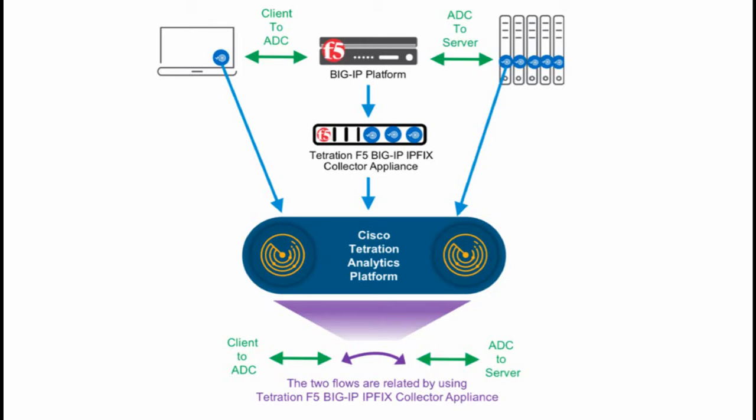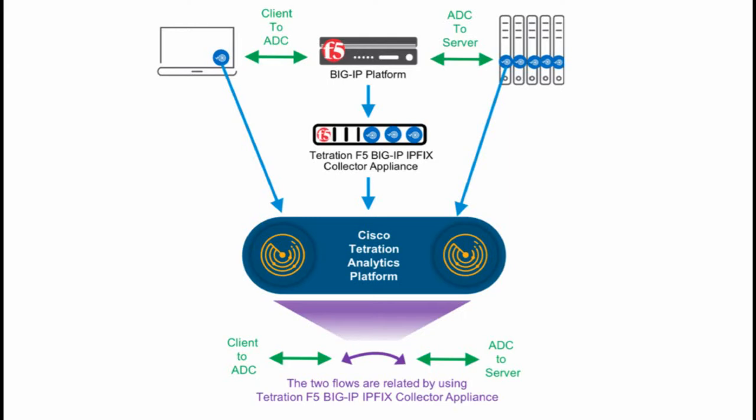When we use proxies, the network flow is split into multiple flows and the context information is lost. So this is why we need to reassemble the flows and understand all the context. Integration between BIG-IP and Tetration is done using the IPFIX protocol, which is supported by BIG-IP since several versions.